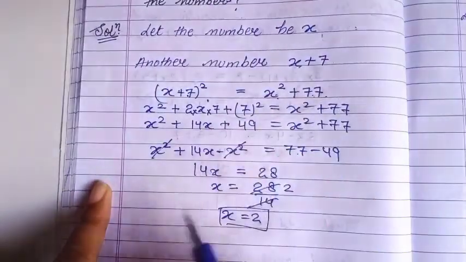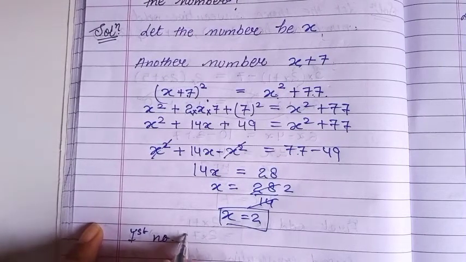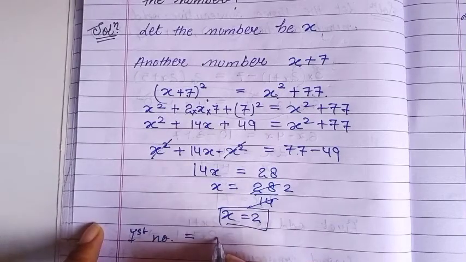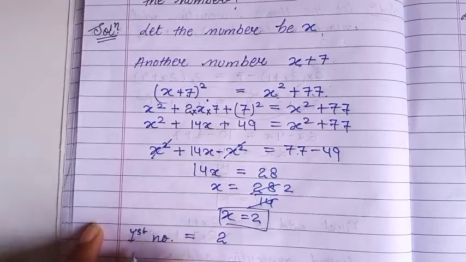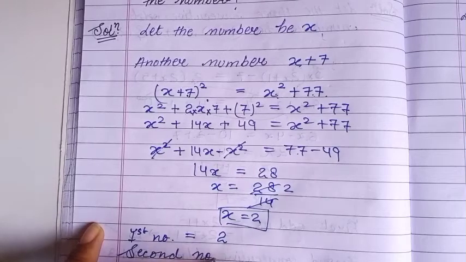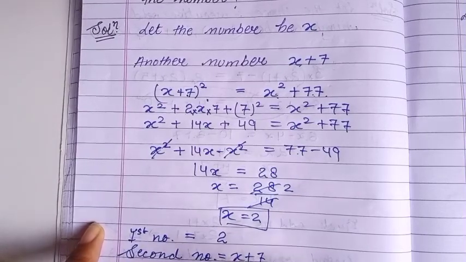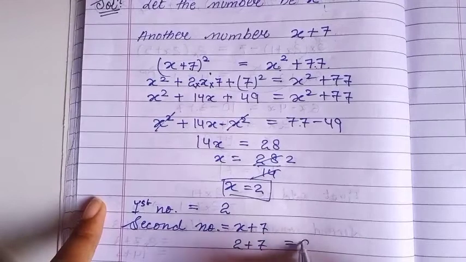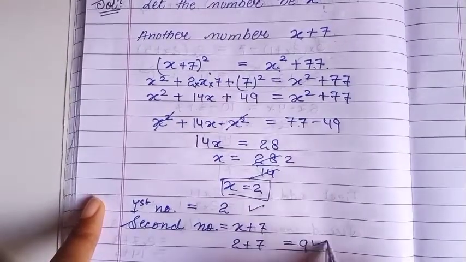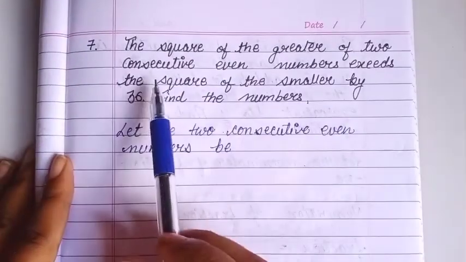The numbers are x and x plus 7. So the first number is x, which is 2. The second number is x plus 7, it means 2 plus 7, which is equal to 9. So the first number is 2 and the second number is 9. This is your answer. Next, question number 7.